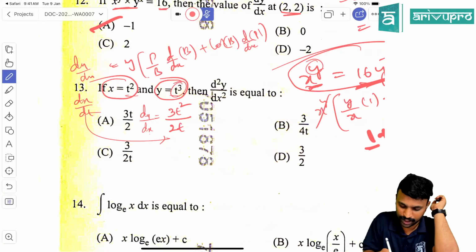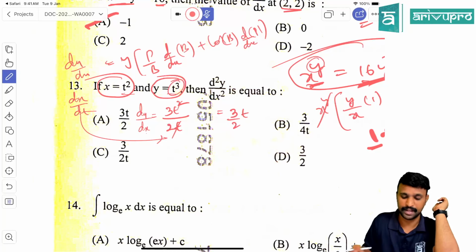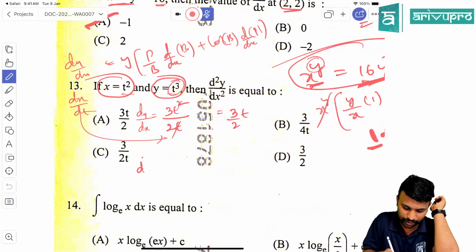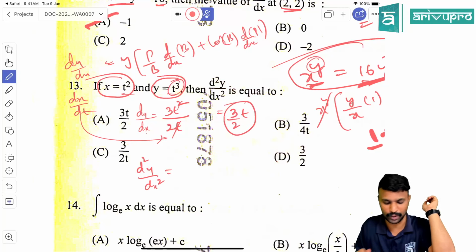You can keep this as it is. Now one of the t can get cancelled, so this is nothing but 3 by 2 into t. This is dy by dx. Have you understood? Now next, what you need to find out is d square y by dx square. For d square y by dx square, you have to differentiate this with respect to x.